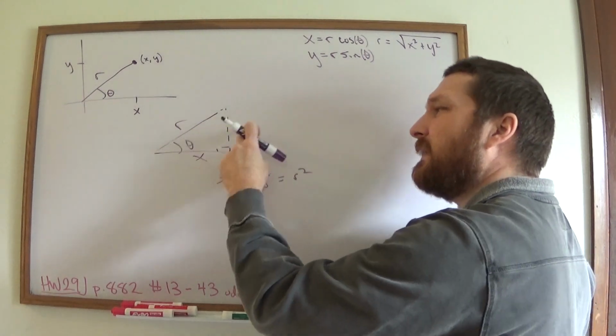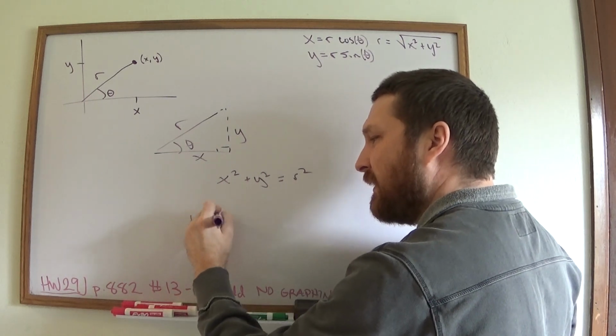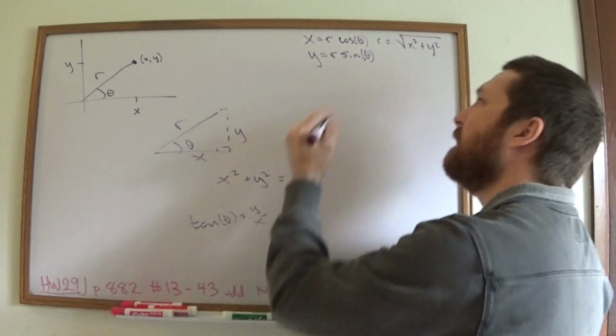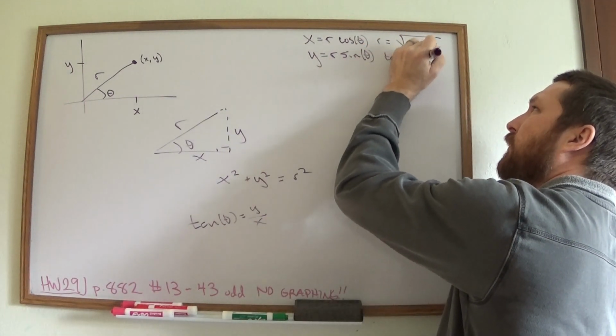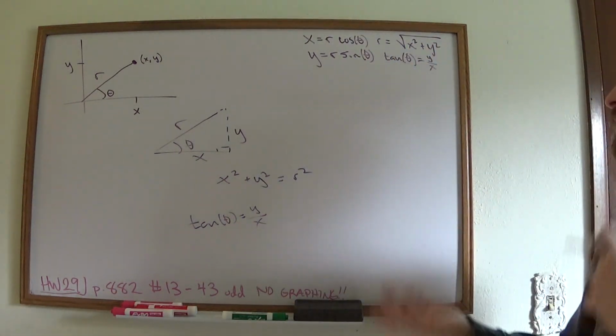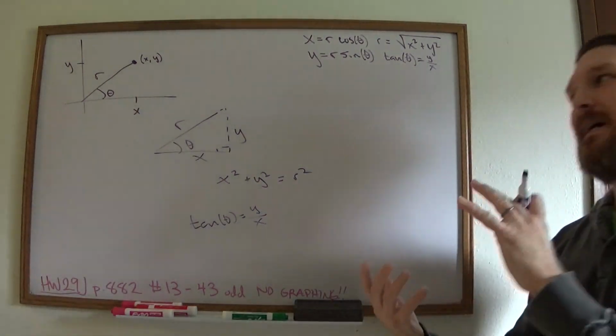How could you relate theta to x and y here? Tan. Tan theta is equal to y over x. Okay, so this is what I'm going to put up here, and I think this is how they have it in your book too. It's y over x. Why didn't I write theta equals arctan y over x? Well, because a couple things.